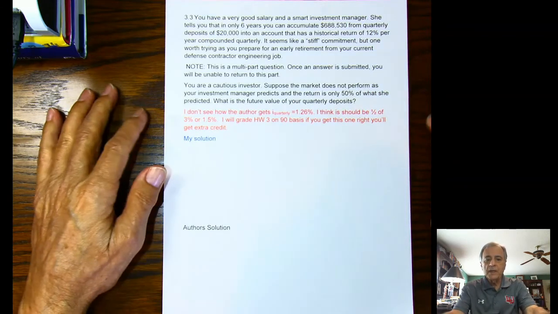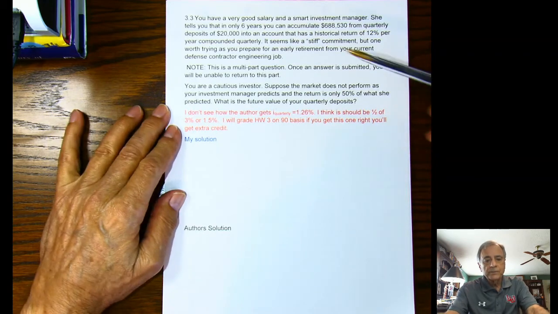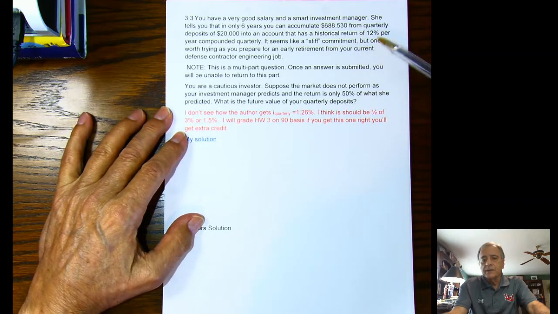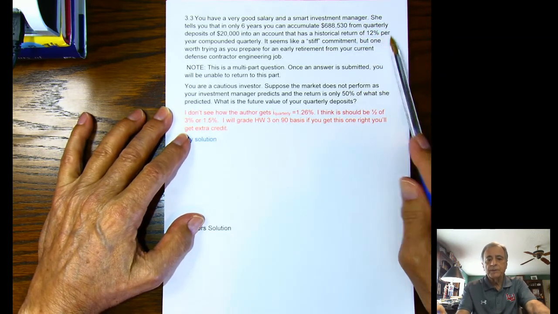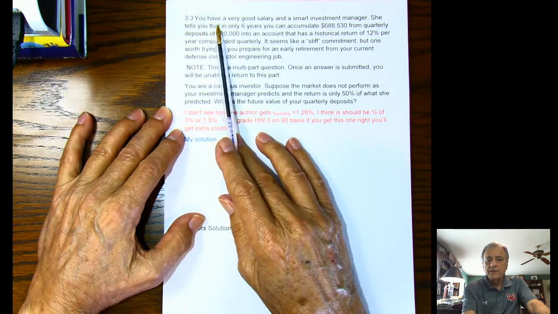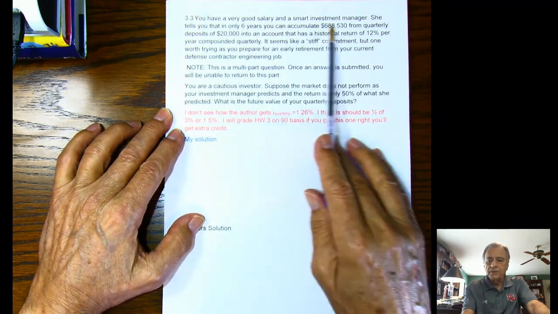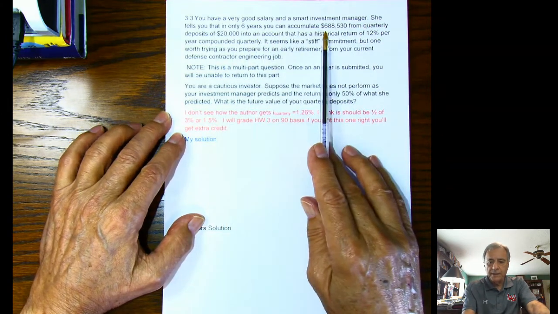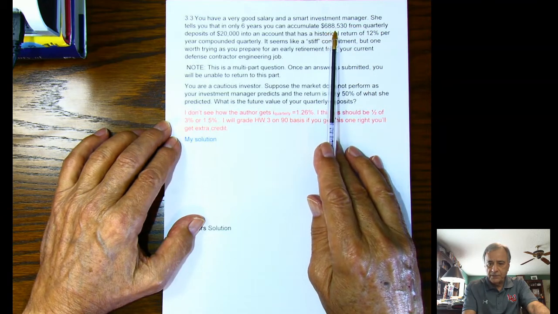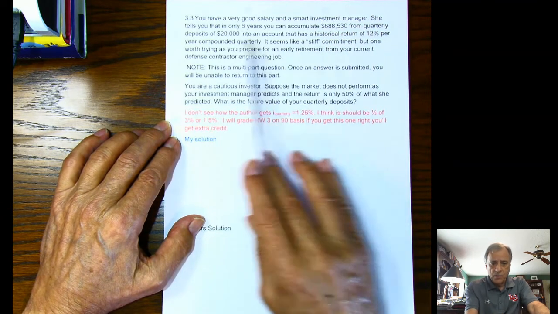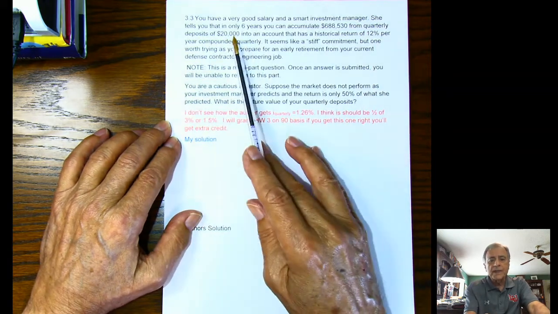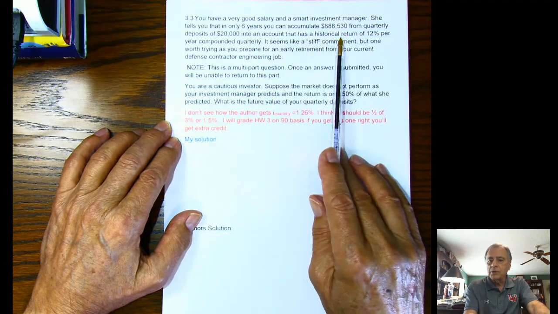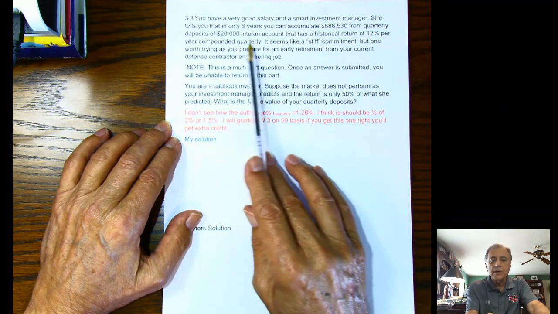The next problem is problem 3.3, or chapter 3, number 3, when I access the problems in your homework assignment. It says you have a very good salary and a smart investment manager. She tells you that in only 6 years you can accumulate $688,530 from quarterly deposits of $20,000 into an account that has a historical return of 12% per year compounded quarterly.